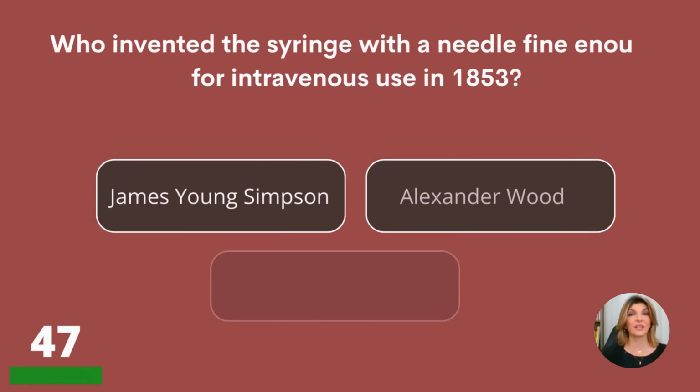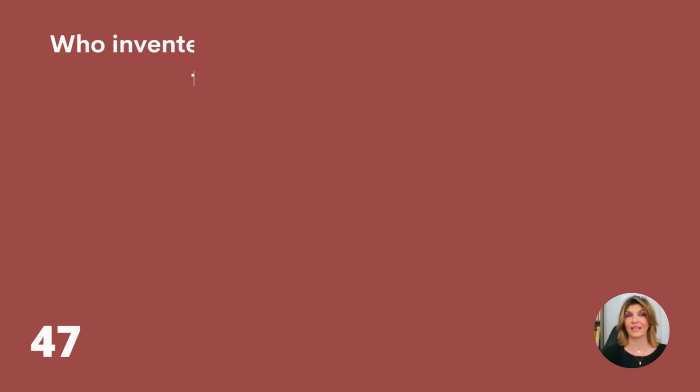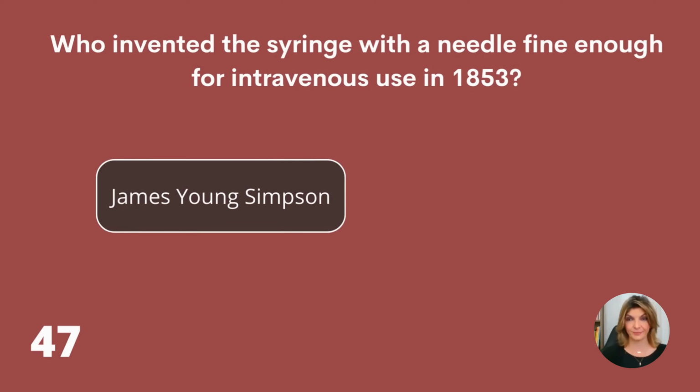Who invented the syringe with a needle fine enough for intravenous use in 1853? James Young Simpson, Alexander Wood, or Joseph Lister? James Young Simpson.